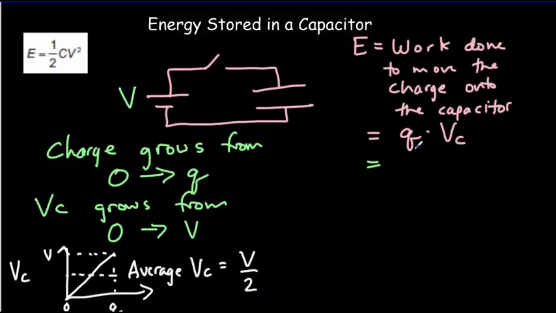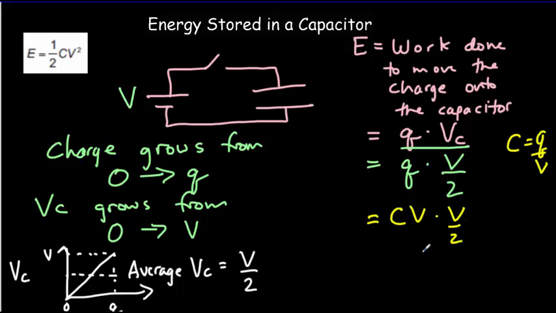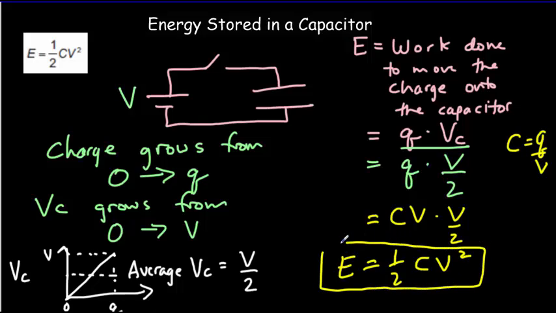So now we can do something up here with this equation. Well, all the charge gets moved, that's the Q. But this capacitor voltage, we want to use the average value for that. So that's going to be the battery voltage divided by 2. And then to finish this off, of course, C is equal to Q divided by V. So I can replace Q by C times V. And I'm going to get C times V over 2, or 1/2 CV squared. There is the energy stored in a capacitor that's got a final voltage V across it.